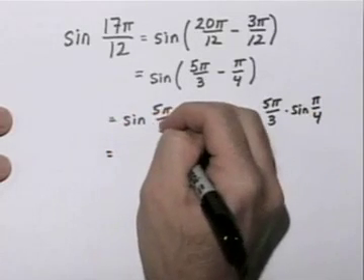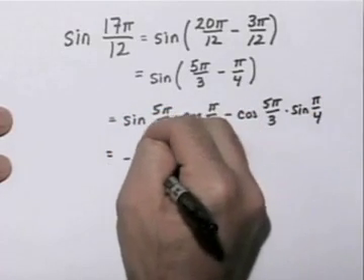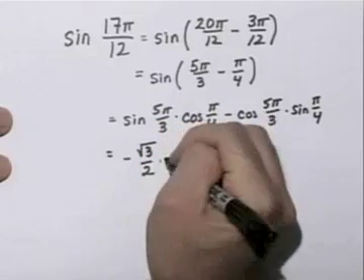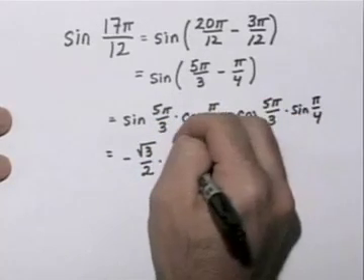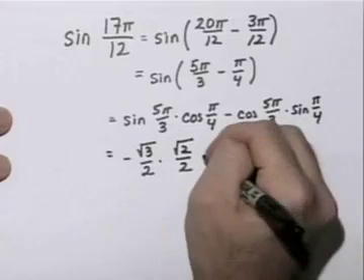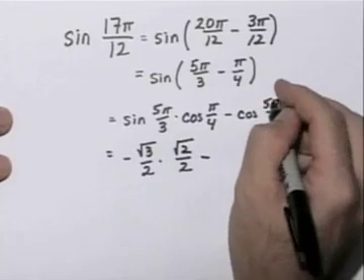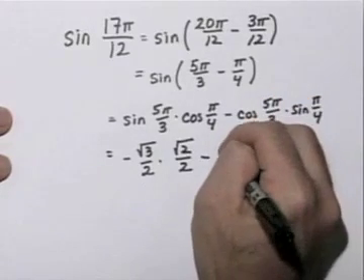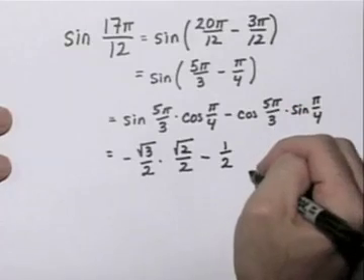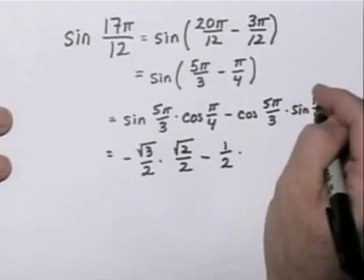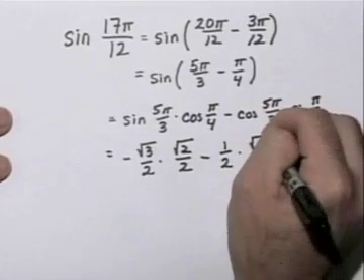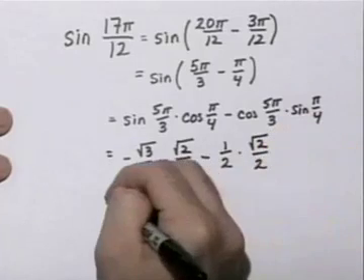The sine of 5 pi over 3 is negative root 3 over 2. The cosine of pi over 4 is root 2 over 2. The cosine of 5 pi over 3 is 1/2 because I'm in the fourth quadrant. The sine of pi over 4 is root 2 over 2.